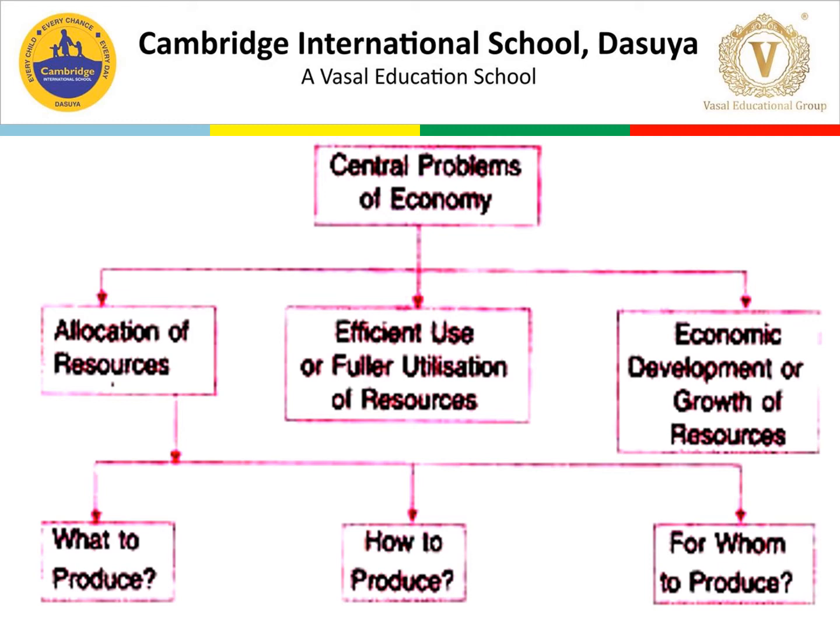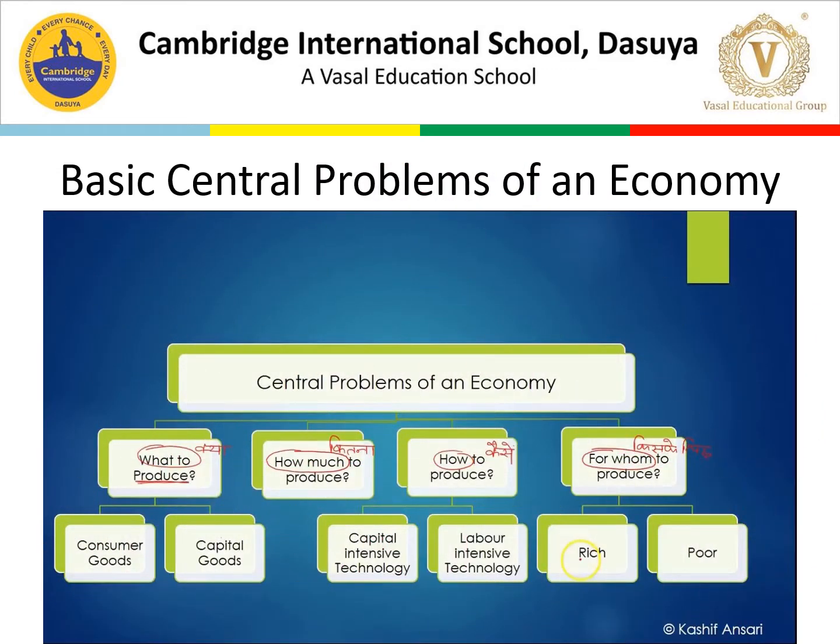Next thing is growth of resources. As we got many uses of the particular thing, we can use it efficiently for growth, and also for economic development. So these are all the reasons why central problems of an economy occur. So what are the three basic central problems of an economy? Let's move on to the next slide. So here I have mentioned, but it is more in the next slide.